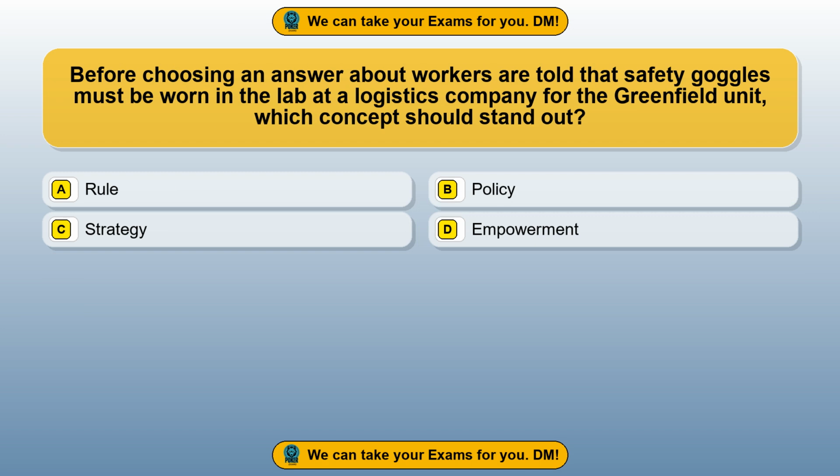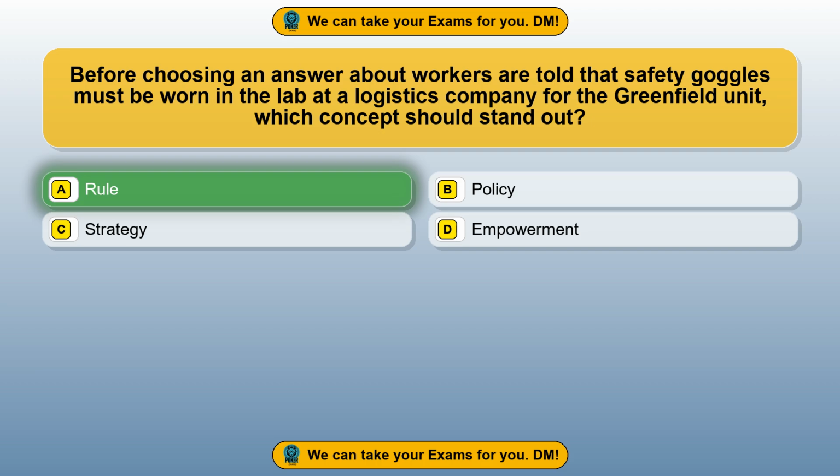Question 45. Before choosing an answer about workers are told that safety goggles must be worn in the lab at a logistics company for the Greenfield unit, which concept should stand out? Option A, rule. Option B, policy. Option C, strategy. Option D, empowerment. The correct answer is option A, rule.